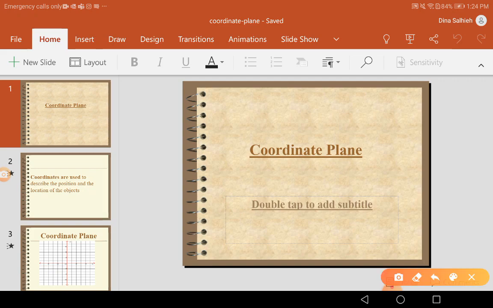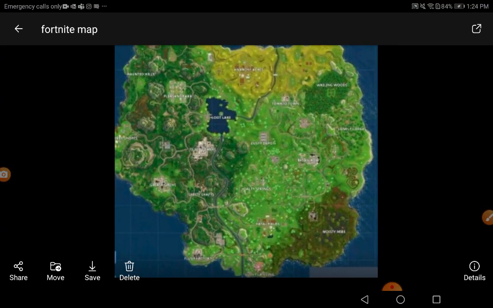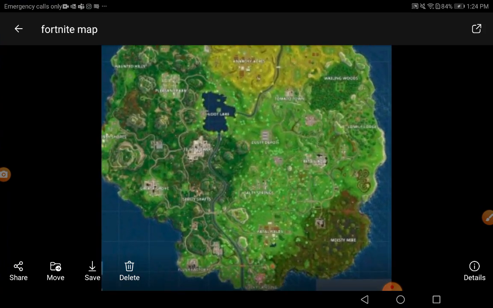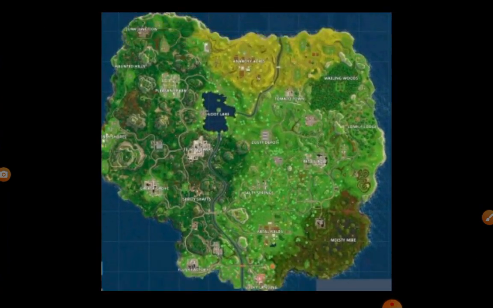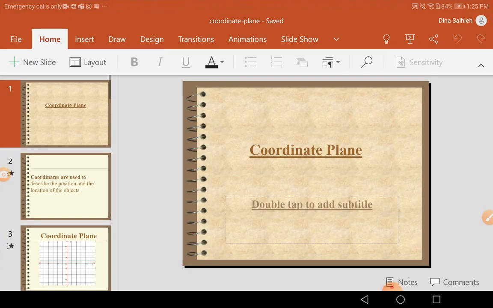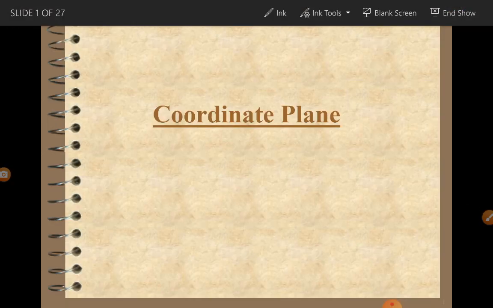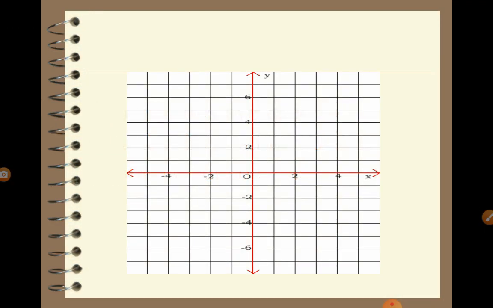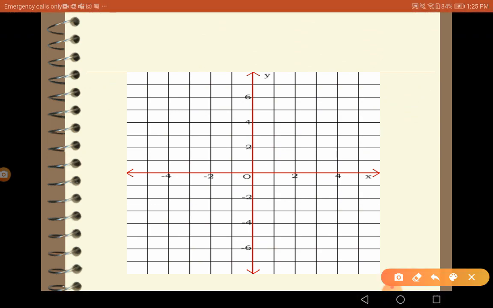For today our lesson is about the coordinate plane. As you can see here in the picture we have the Fortnite map. Now the Fortnite map and all maps depend mainly on a math concept called the coordinate plane. The coordinate plane consists mainly of two number lines that cross each other and intersect to form this plane. It's also called the Cartesian plane or the XY plane. Using it, you can describe the location of any point.